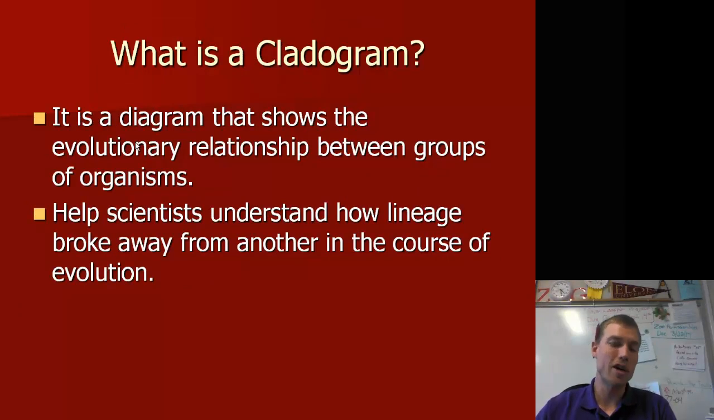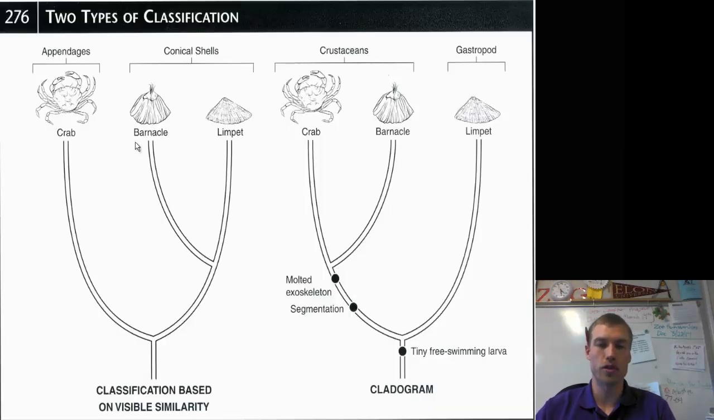So a cladogram, we've mentioned this in class a couple times, is a diagram that shows the evolutionary relationships between groups of organisms, and it helps scientists to understand how one lineage breaks away from another in the course of evolution. So if we take a look at our example, if we were using a classification system simply based on physical characteristics, right, we would think that the barnacle and the limpet are more closely related to one another than they are to the crab.